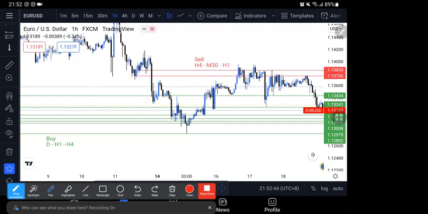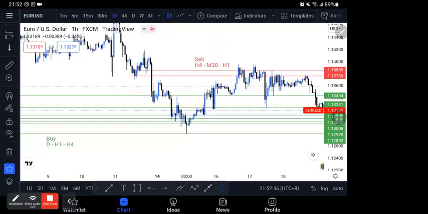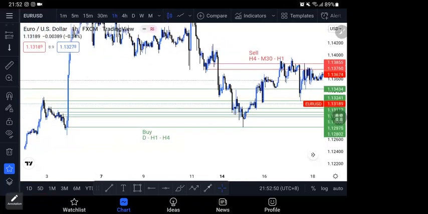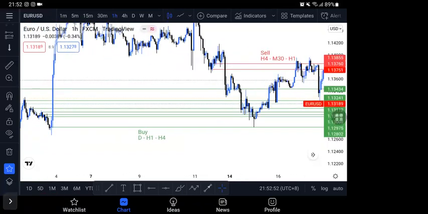Okay, for this part, I think you guys are clear. So we're going to drop into M30 to search for the sell re-entry key level.